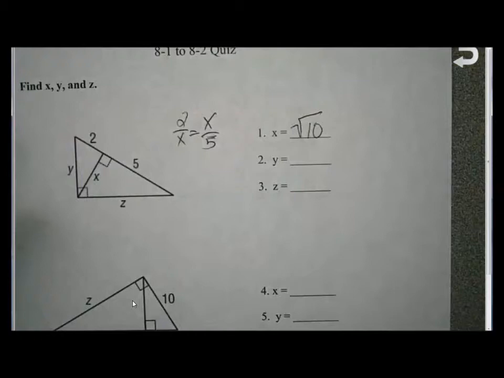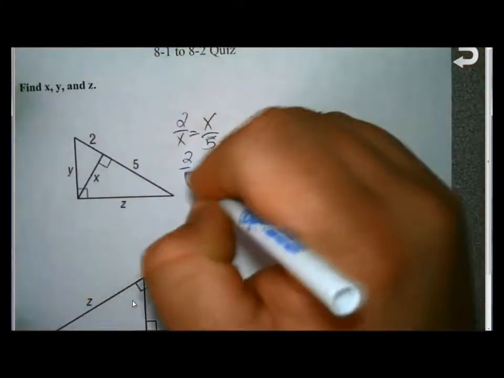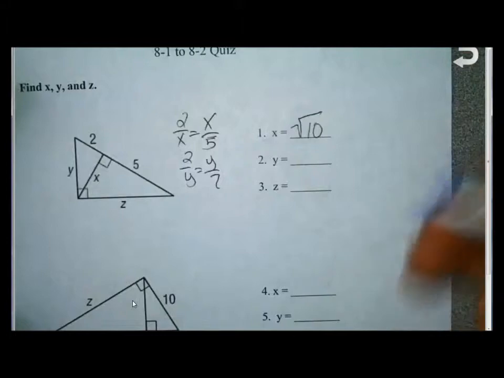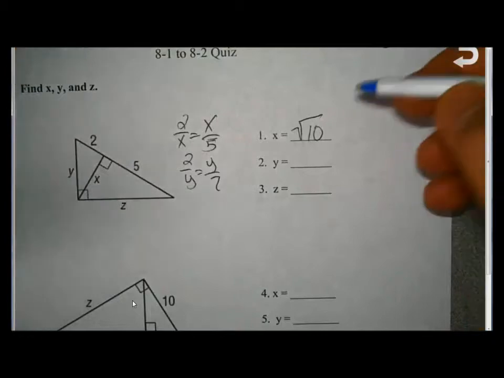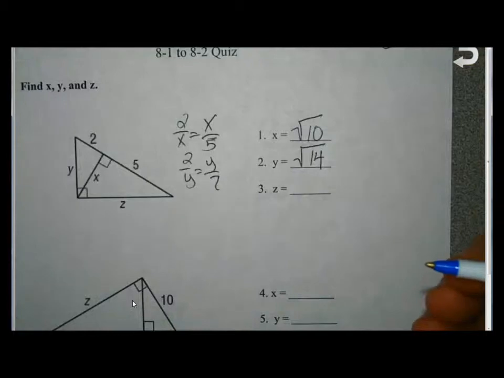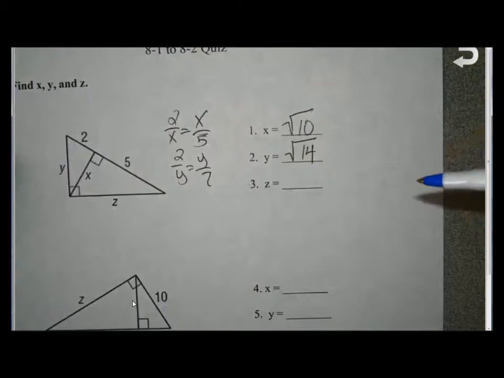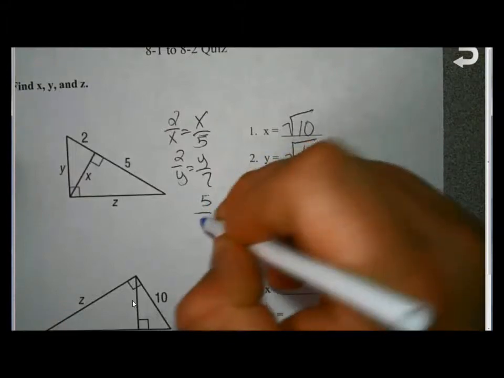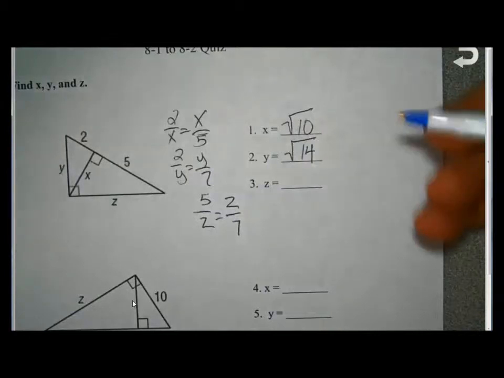All right, number 2, we got the y method, the L method for y. Chandler, what proportion did you set up? 2 over y equals y over 7. Okay. 2 over y equals y over 7. And Dakota, what did we get when we did that? Okay. Graciel, what did we do when we got z here? 5 over z equals z over 7. Alright. And Jaden, what did we get for z when we did that?